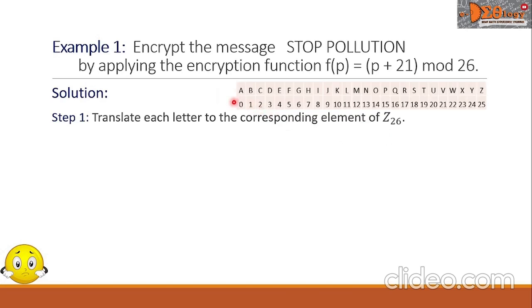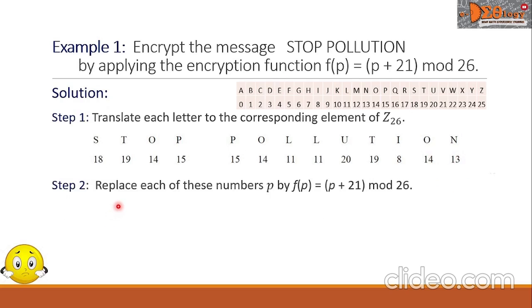We know that A starts with 0, B corresponds to 1, C corresponds to 2, and so on, and Z corresponds to 25. So we write the message "stop pollution" here, and then we write the corresponding numbers for the letters. S is 18, T is 19, O 14, P 15, O 14, L 11, U 20, T 19, I 8, O 14, N 13.